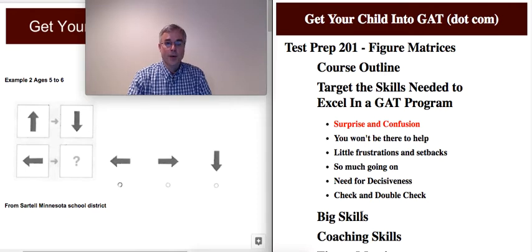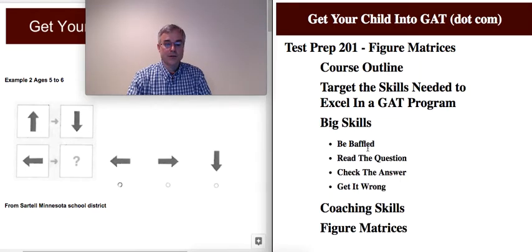In Test Prep 101, I covered the big skills. This defines the learning environment at home, hopefully for everything, but certainly for test prep. It's okay to be baffled and confused. That's a good starting point. That's the new normal. Reading the question is more than just the matrix with the question mark. It includes the answer set as well.